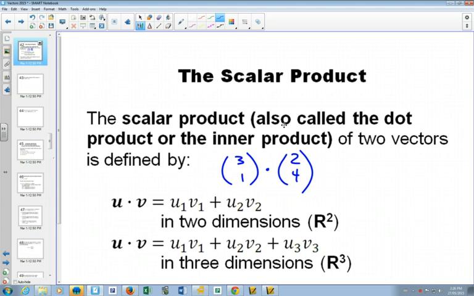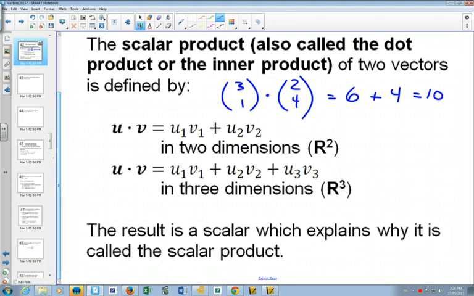But with vectors, you would multiply 3 times 2 to get 6 and 1 times 4 to get 4 and add those up. So the dot product would be 10. So you're multiplying similar components together and then adding them up. Same thing in 3 dimensions. You would multiply the first ones, then the second ones, then the third ones.